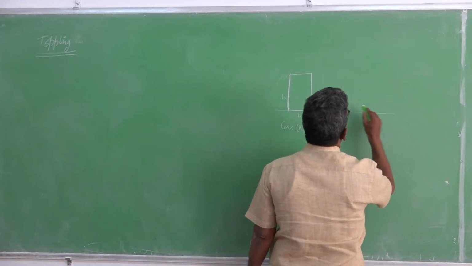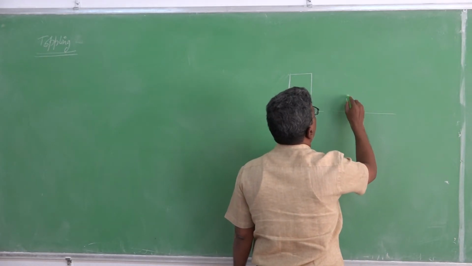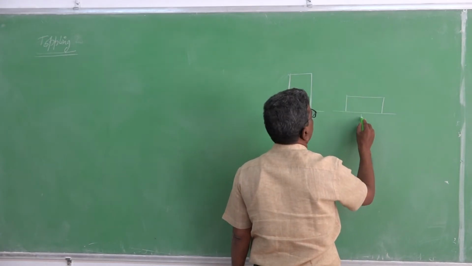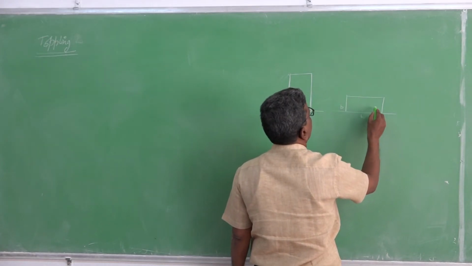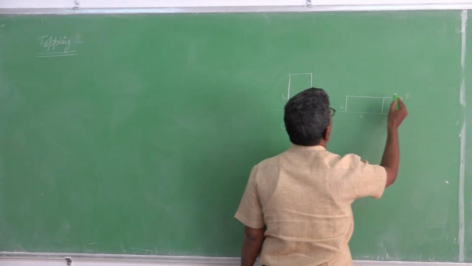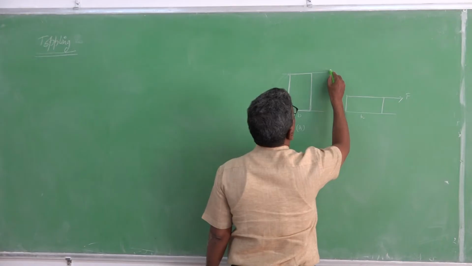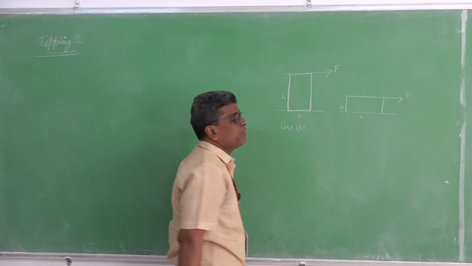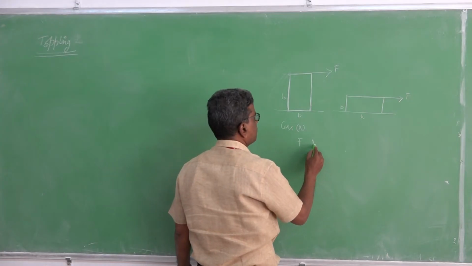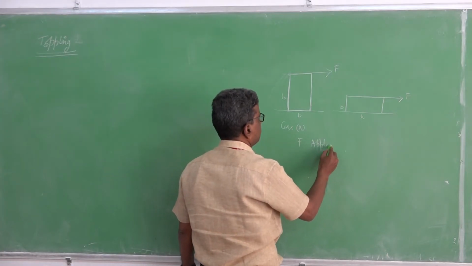The same object will be placed like this, where this is H and this is B. Now the force will be applied like this. So F is the applied force.